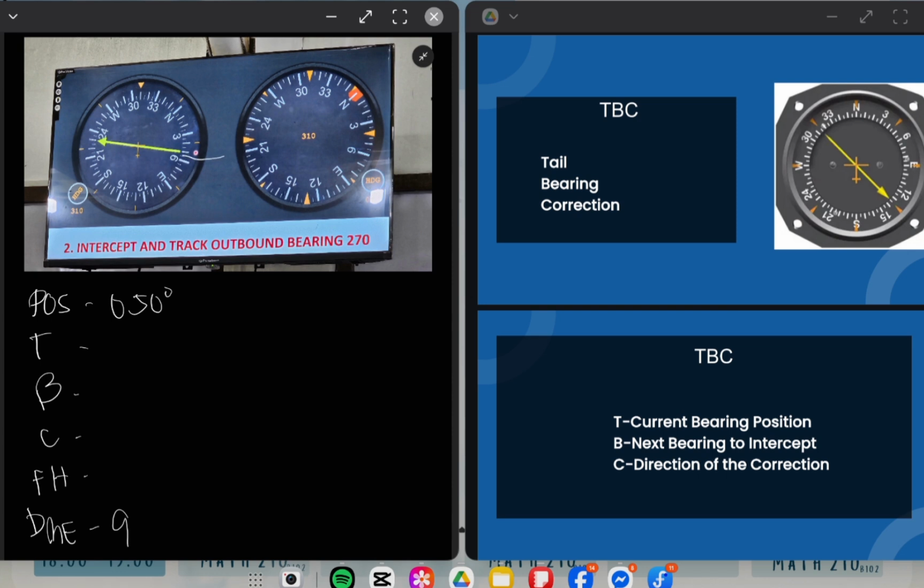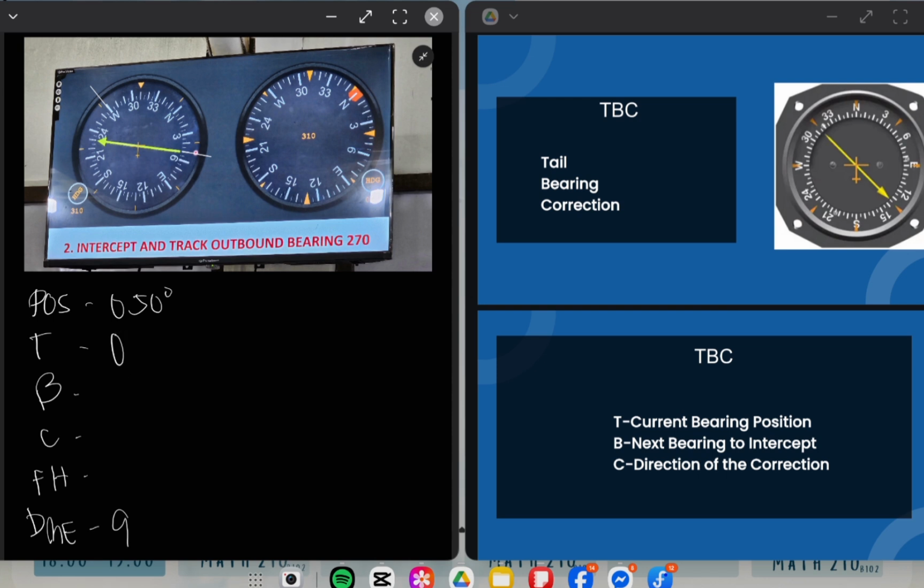So this is your tail, and then your bearing is 270. Your bearing is all the way over here. That's really far. Now, your correction with your DME is 45 degrees. So tail, bearing, correction: stop at your bearing, and then correct it with your intercept angle.